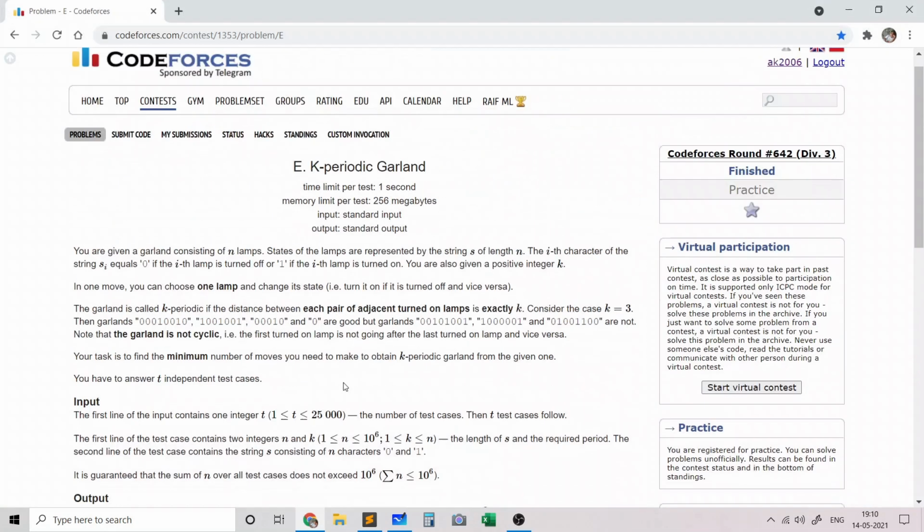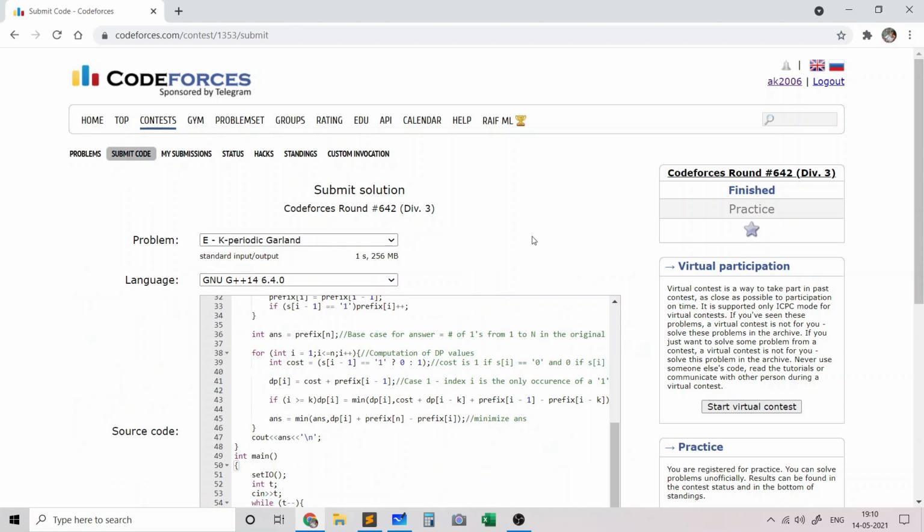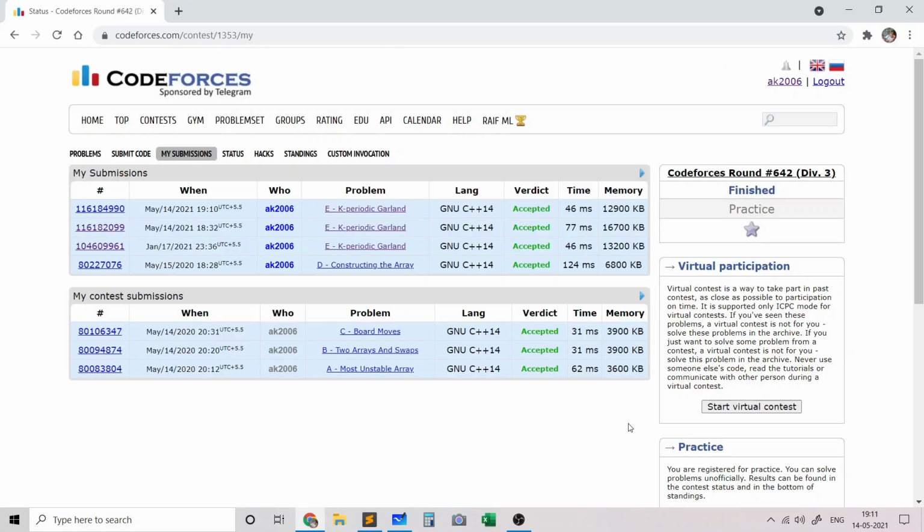So let's just submit this code to see that it gets accepted. As you could see, my code got accepted. I hope you liked this video on my solution to this problem. As you could see, this problem was a nice problem on how we could use dynamic programming and prefix sums to solve optimization based problems.